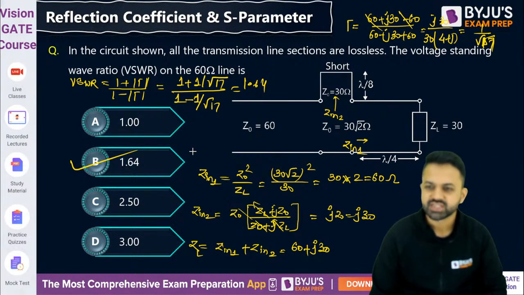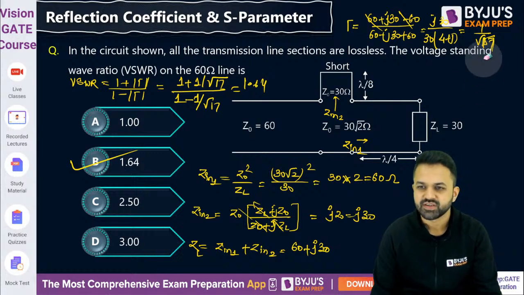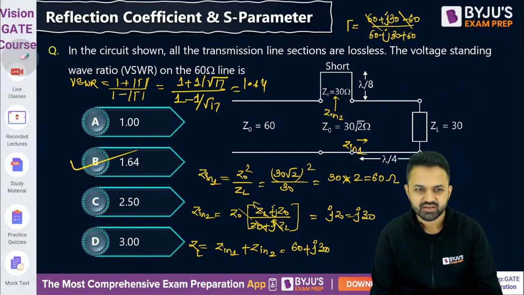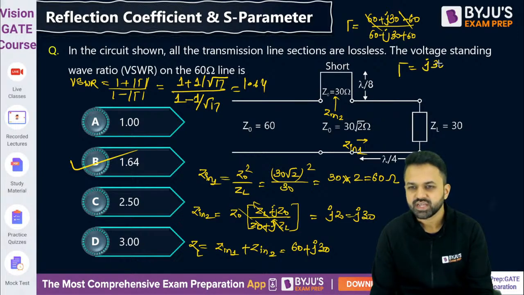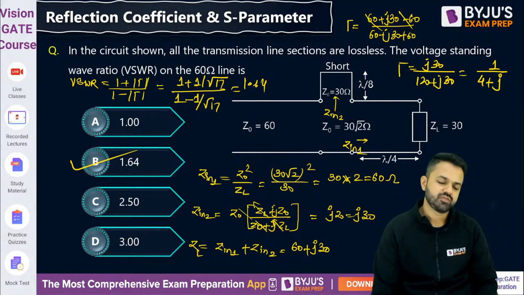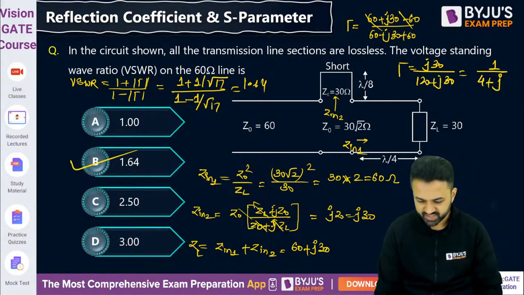Okay, 1 upon root 17. How do we get this 1 upon root 17? I hope there is no doubt in this. First, I will write it here again, because gamma is equal to j30 divided by 120 plus j30. When you take 30 common, it is 1 upon 4 plus j. So that is 1 upon root 17, the mod of gamma.